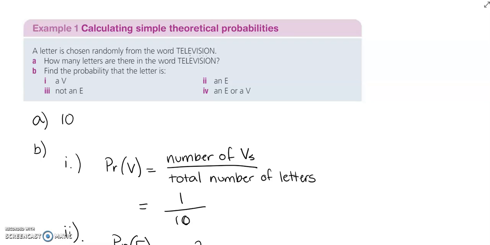Hi everyone, today we're looking at calculating simple theoretical probability as well as experimental probability. So our first example is a letter is chosen randomly from the word television. Part A asks us, how many letters are there in the word television? If I count these up, I'll find that there's 10 letters. I've just written that over here, 10 letters.